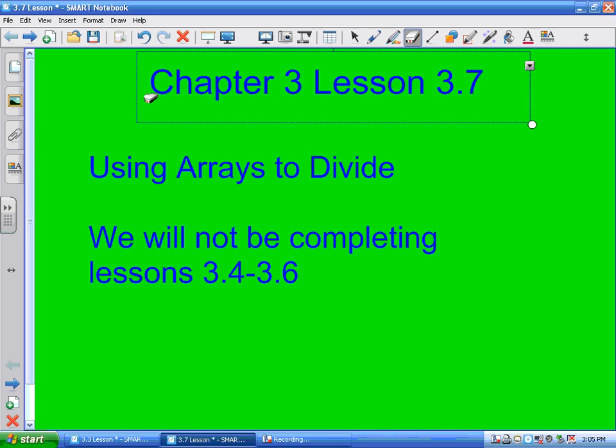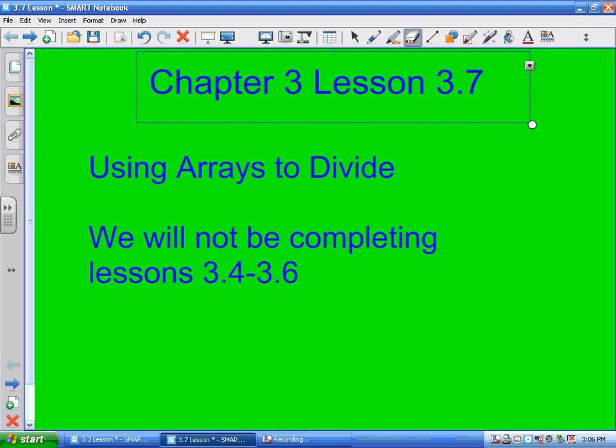Right, we are recording. Now, this is lesson 7 out of lesson 3. You will notice that we skipped a whole bunch of multiplication strategies. One of the reasons for that is I need you to know your multiplication without having to sit down and work it out. If I ask you what 7 times 6 is, I need you to know it's 42 immediately.